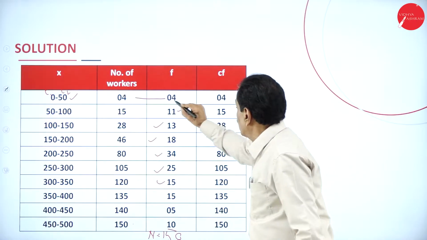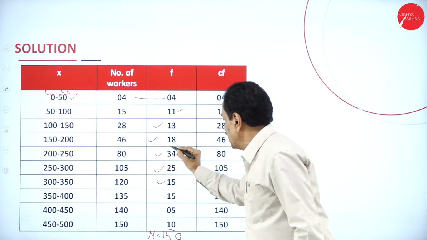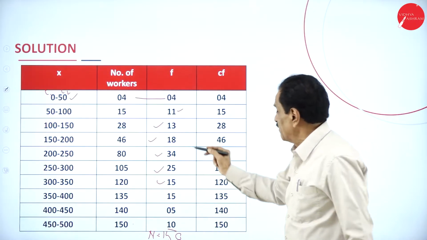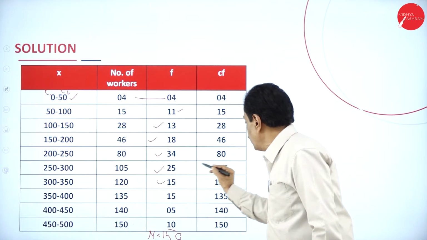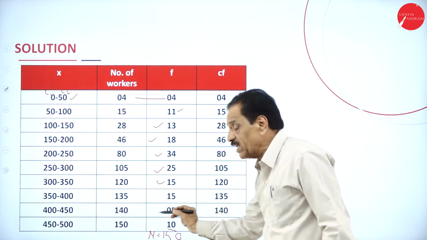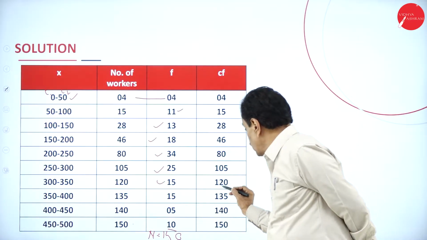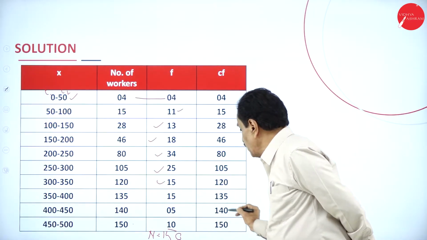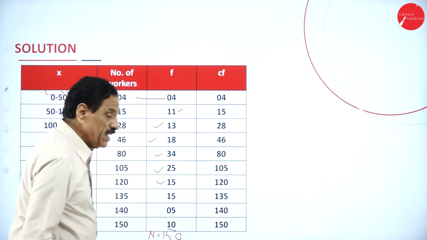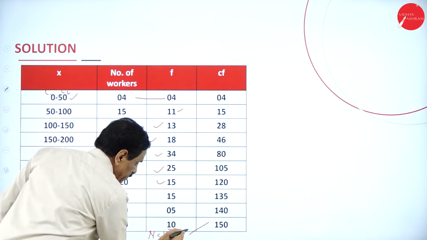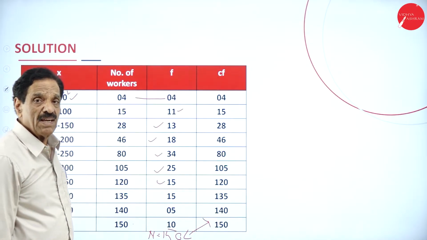This is your CF. 4 plus 11 is 15, plus 13 is 28, plus 18 is 46, add 34 is 80, plus 25 is 105. For 105, add 15 becomes 120, 120 plus 15 is 135, plus 5 is 140, 140 plus 10 is 150. Both should be equal here. 150, 150 should be equal.